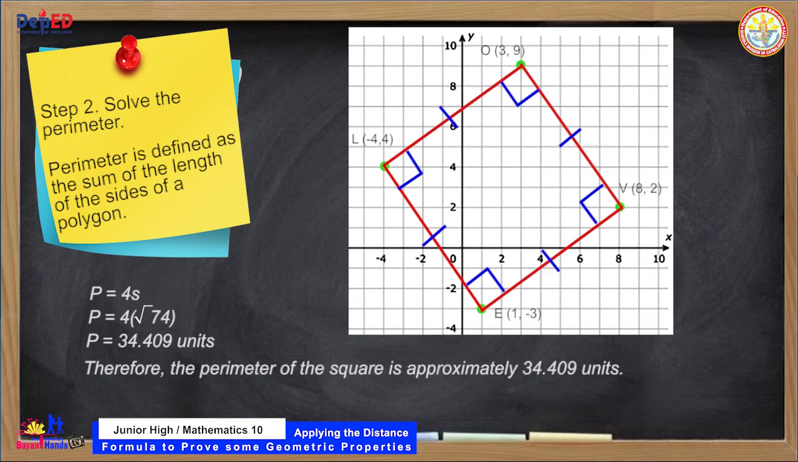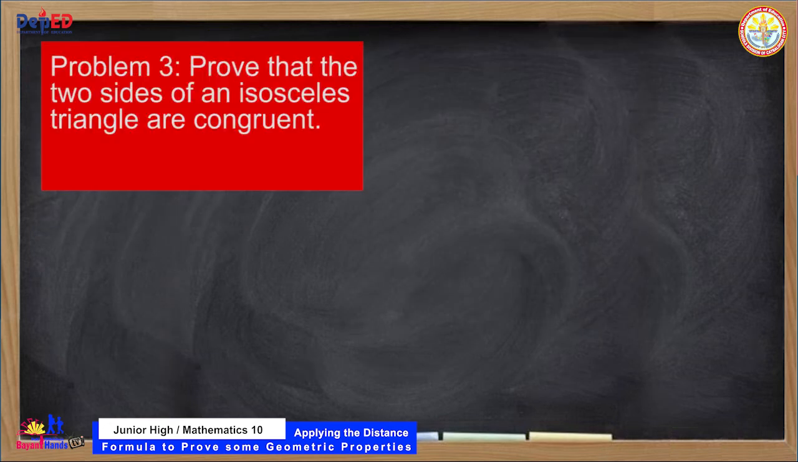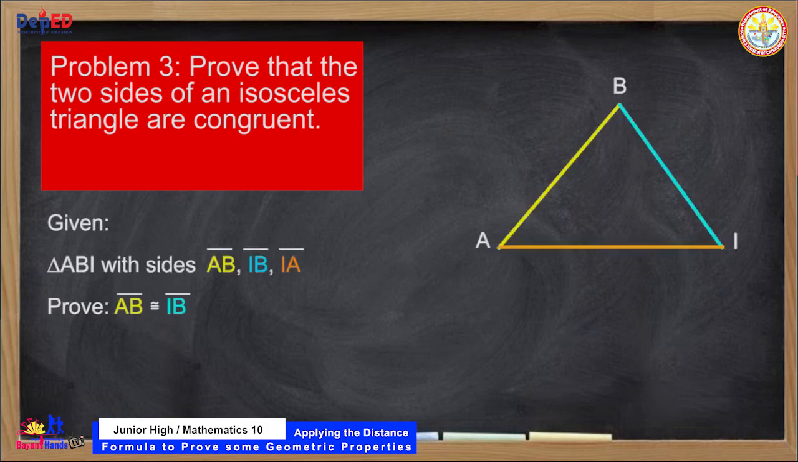34.409 units. Example 3. Prove that the two sides of an isosceles triangle are congruent. Given triangle ABI with sides segment AB, segment IB, and segment IA. Prove that segment AB is congruent to segment IB. To prove this, let us follow the given steps.